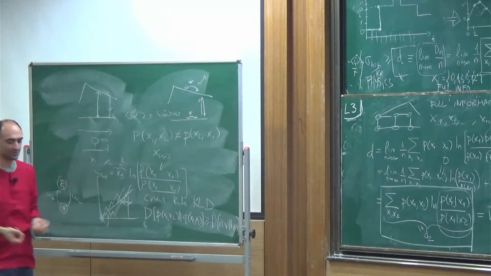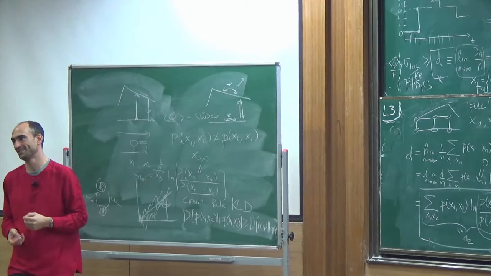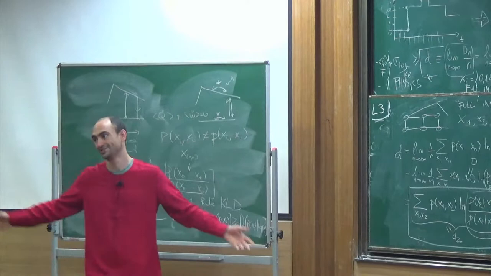You input energy, then the particle falls in the potential, and then you receive energy, but less than what you put in. So there is work dissipation. There's a lot of work that you put in that is lost. And this will be non-zero.